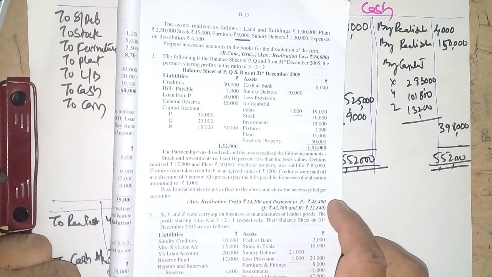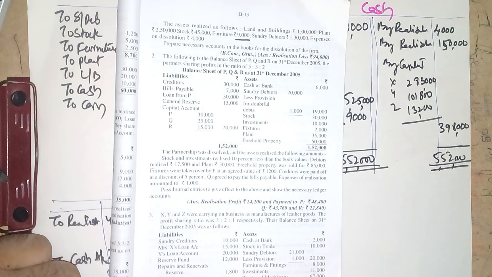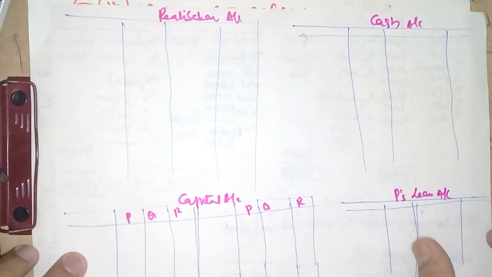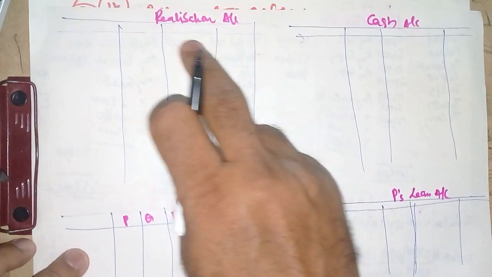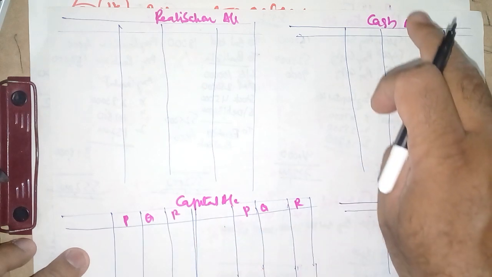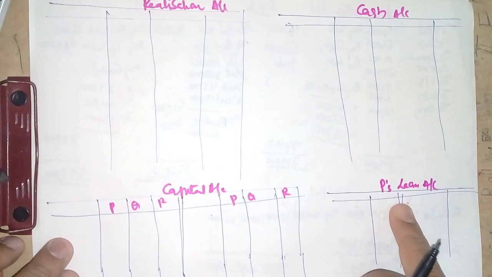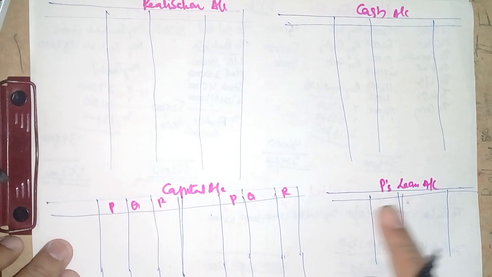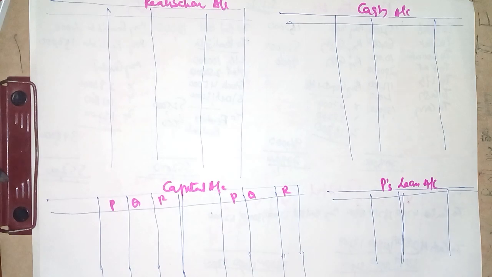So once you prepare ledger account, I will show you how to pass the journal entries. So we will start with the problem, preparation of required account, that is realization, cash, capital. So I have opened the accounts: realization, capital, cash, and P's loan account. As we have already discussed, P's loan account is given, that we have opened, right? Now we will start the posting.